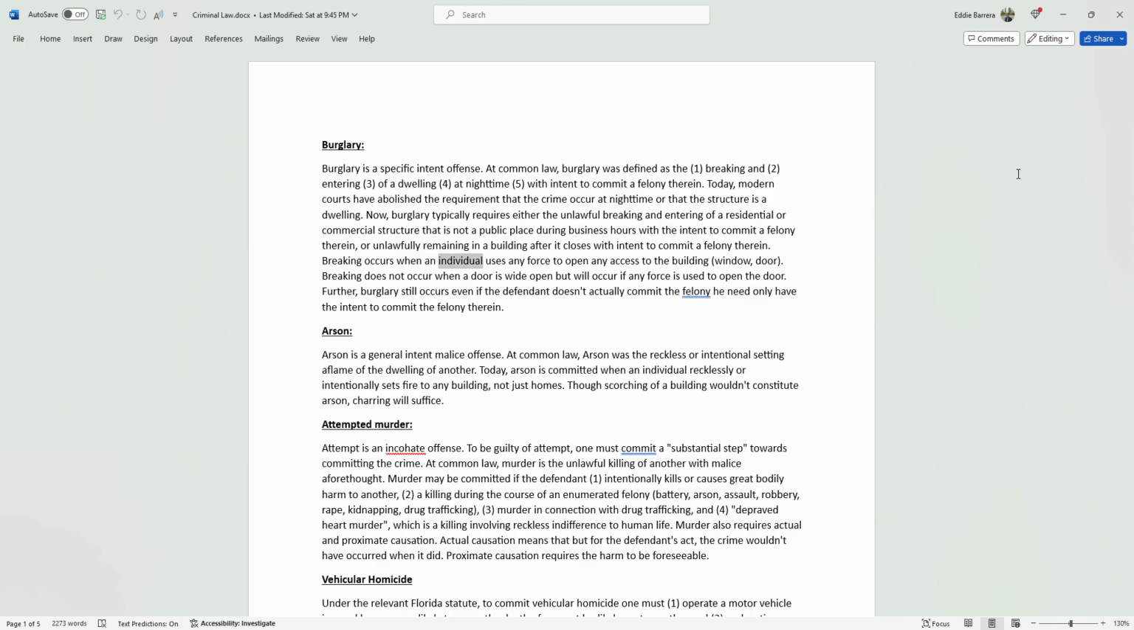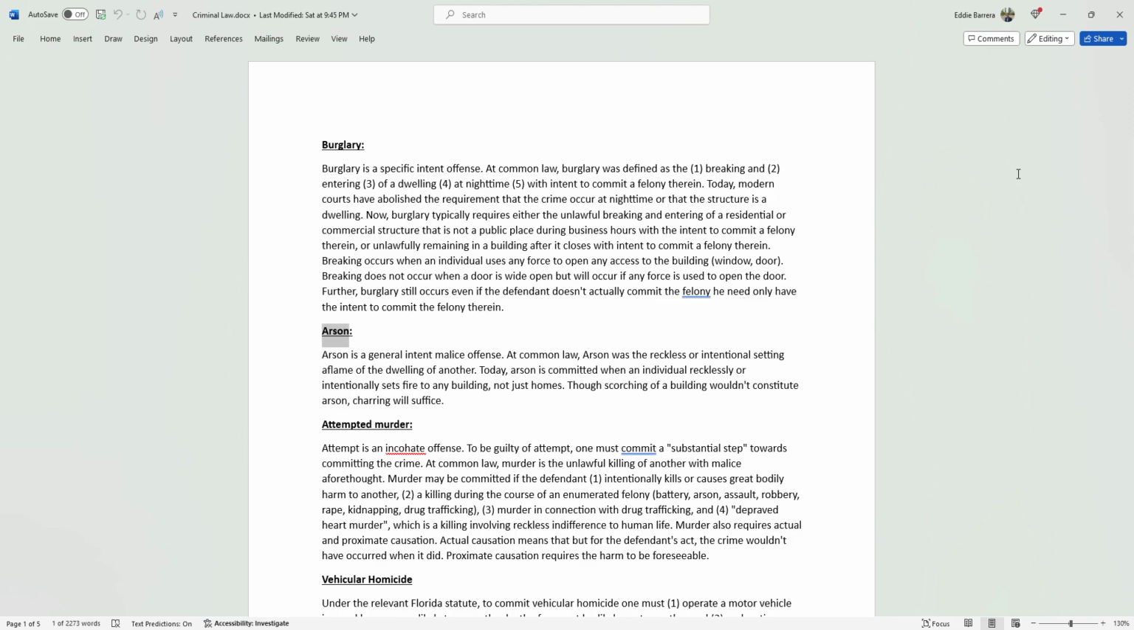Breaking occurs when an individual uses any force to open any access to the building, window, door. Breaking does not occur when a door is wide open, but will occur if any force is used to open the door. Further, burglary still occurs even if the defendant doesn't actually commit the felony, he need only have the intent to commit the felony therein.